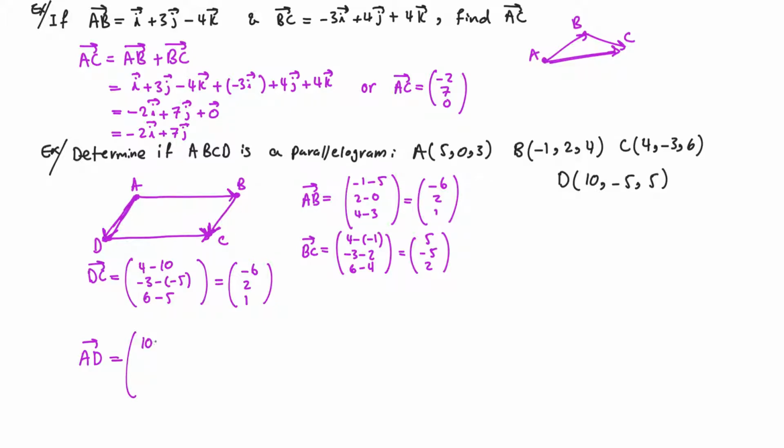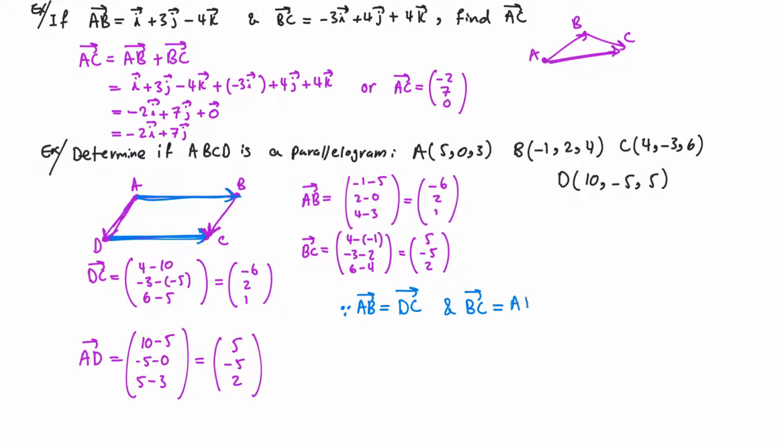Let's check vector AD. Now, the reason we chose AD instead of DA is the direction, because we want to make sure that we're looking at the proper direction, and in this case, for the directions to work out, we should be looking at vector BC and comparing it to vector AD. And when we do the proper calculation, we do find that vector AD does equal 5, negative 5, 2. And since vector AB is equal to vector DC, and since vector BC is equal to vector AD, we can conclude from this that the shape is a parallelogram.